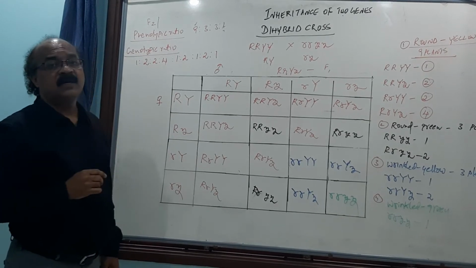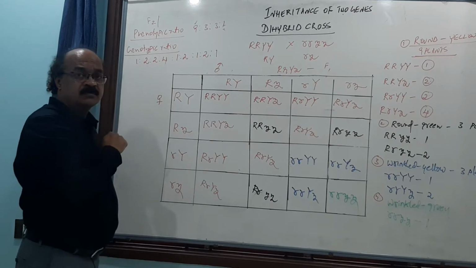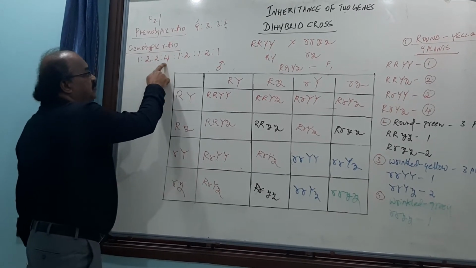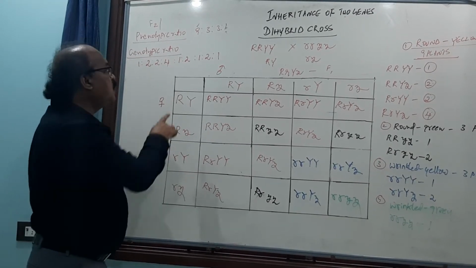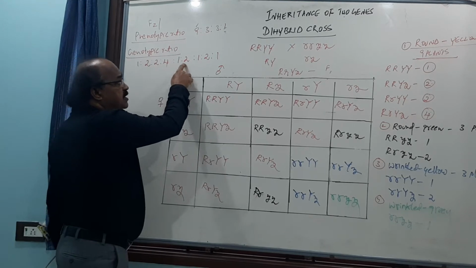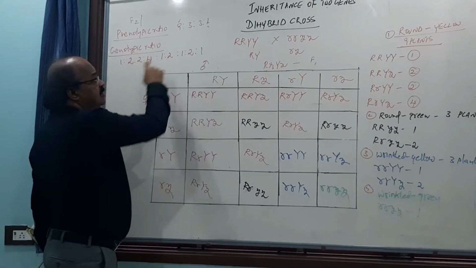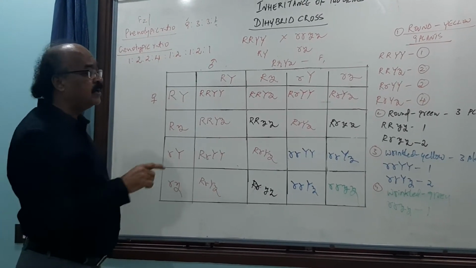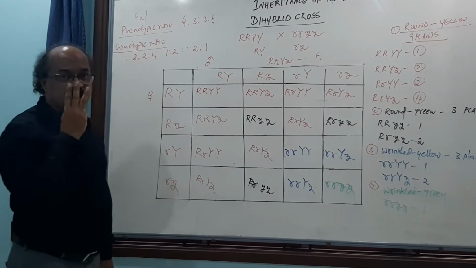How many genotypes are there in round and yellow? 1, 2, 3, 4, 4. How many plants are there in round and yellow? 1 plus 2 plus 2 plus 4, 9. How many genotypes are there round and green? 2 genotypes. How many plants are there? 3 plants. How many genotypes are present in wrinkled and yellow? 2 genotypes. How many plants? 3 plants.